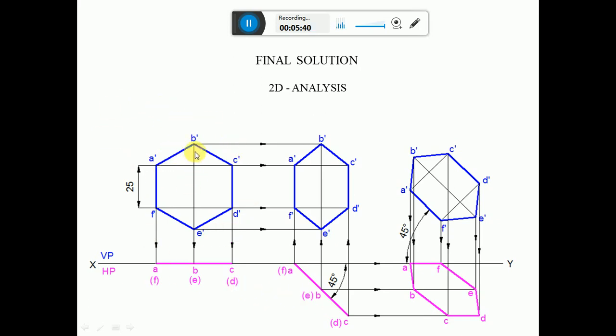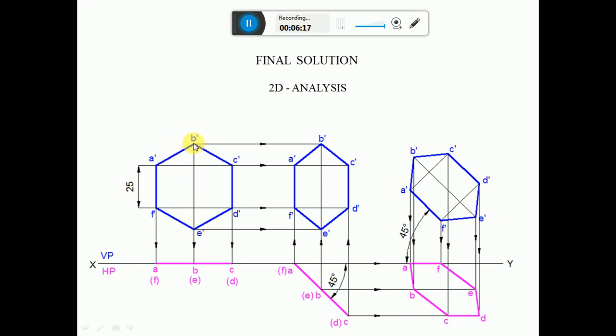So first, what you have to do is draw a vertical line. That is because it is resting on one of its sides, and the side which is resting on VP has to be perpendicular to HP. Then only you will be able to see the point in the top view. Now consider any point, and by using the compass measure a radius of 25 and draw a circle such that the circle cuts the vertical line at two points. One point is here and the other point is here, because this is the diameter we are considering. Mark these points as B dash and E dash.